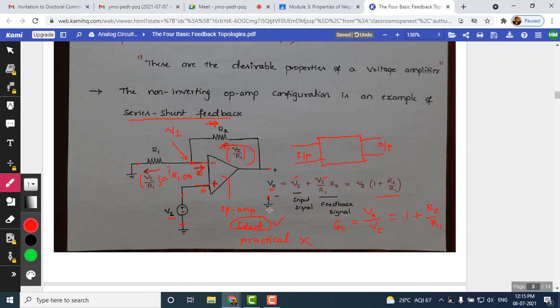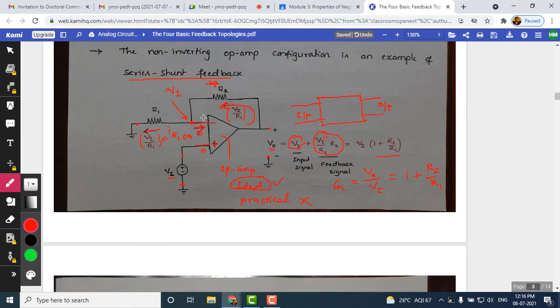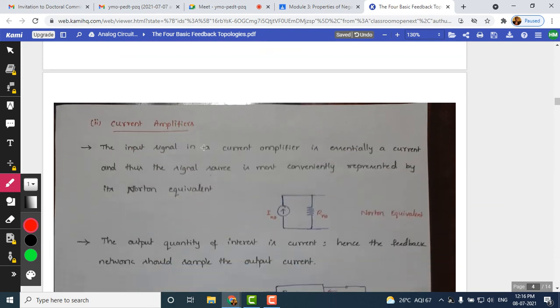Okay, so we'll talk about this op amp later, but here you should understand the type of feedback. The output is sampled as a voltage and provided as input as a voltage that gets added up with the input signal. As you can see here, these two signals we are adding up. That shows that the type of mixing happening at the input is series mixing. So the type of feedback is series shunt kind of feedback. This is the example of series shunt type of feedback topology.